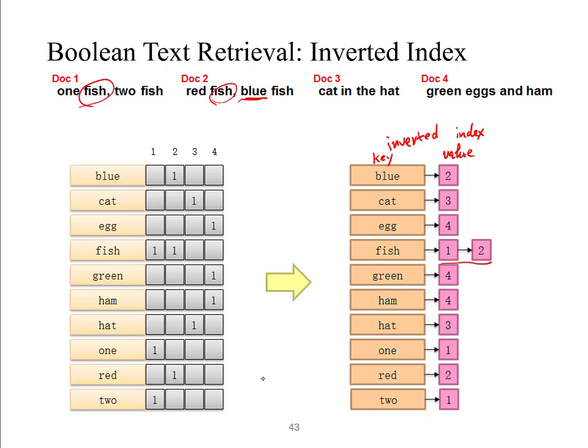All right, so let's come back and continue. So we have introduced the concept of inverted index. It's a key-value pair. For each key it is a term, and the value is a list of document IDs corresponding to the documents that contain the key.